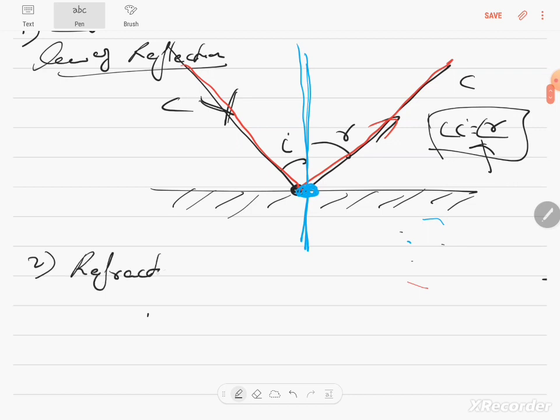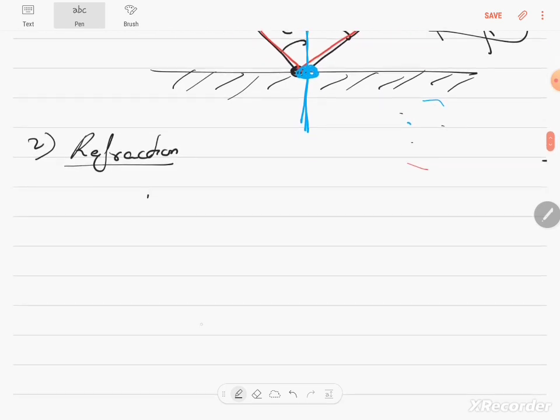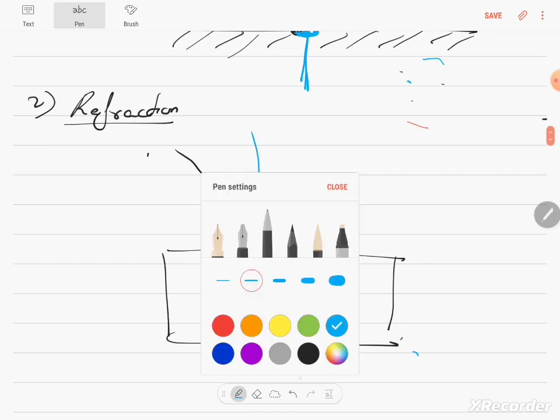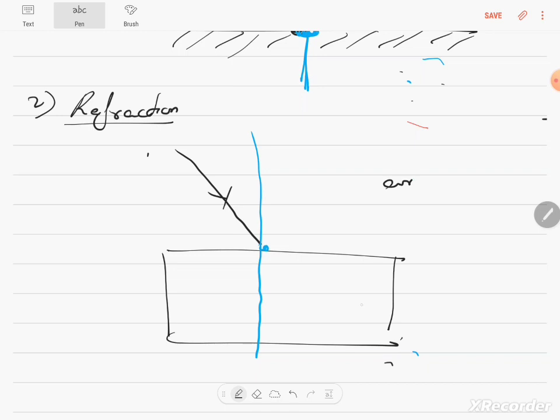What is refraction? When you need a medium, a glass slab or something. When a light ray is entering from air, this is the incident ray. Always remember, at the point of incidence you have to draw a normal. The light ray is entering from air into glass here. So it's entering from a rarer medium into a denser medium, which means obviously it will bend towards the normal. Always when it comes from rarer to denser, it bends towards the normal because the speed will get decreased.